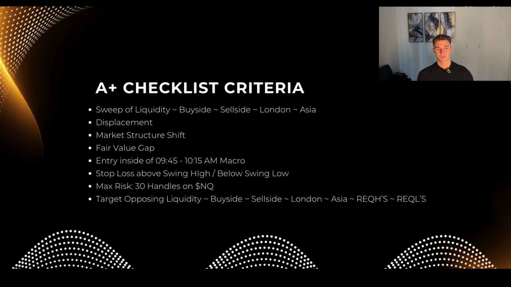So you either want to have your stop loss above a swing high or below the swing low. Again, depends on the direction that you're trading, but the maximum amount of risk in handles that you're gonna be risking, specifically on NASDAQ we're trading, is gonna be 30 handles.